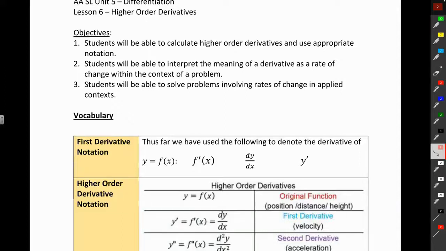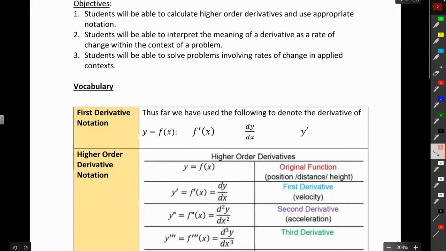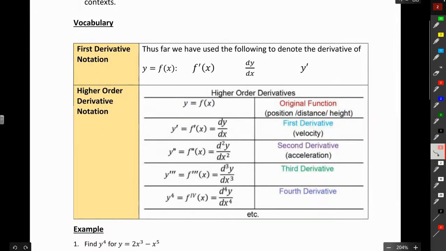Hi everyone, in this lesson we're looking at higher order derivatives, and I have a table right here. First of all, we have some notation. So this means find the first derivative, find the first derivative, find the first derivative. But we can also extend it and take a derivative of a derivative. So if we take the derivative of the first derivative, that's the second derivative. If we were to take the derivative of the second derivative, we would get the third derivative, and so on. And this is the notation for that.